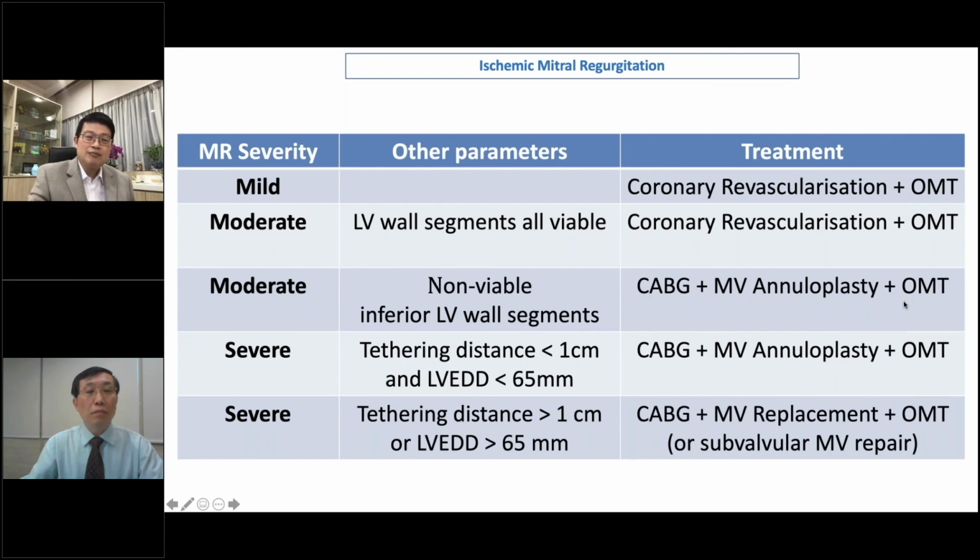plus optimal medical therapy. In severe ischemic mitral regurgitation, look at the tethering distance and the LV size. If it's not too severely tethered and the LV end diastolic diameter is less than 65 millimeters, then repair the mitral valve in addition to CABG and optimal medical therapy. If the tethering distance is more than 1 centimeter and the end diastolic diameter is more than 65 millimeters, then replace the mitral valve plus CABG and optimal medical therapy.